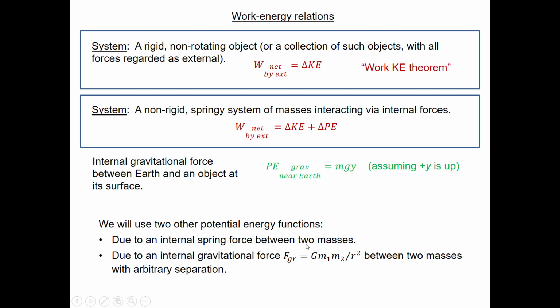And the other case is, this one is limited to the situation where the object is very close to the surface of the Earth. What about if we have the moon and the Earth, where the moon is not near the surface of the Earth? Can we get a potential energy function for that situation? And the answer is yes. It's complicated to derive it. It would require calculus, but we'll introduce it and show how to use it in this class. So we'll do that after this break.